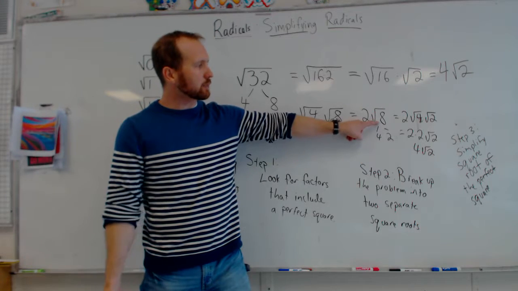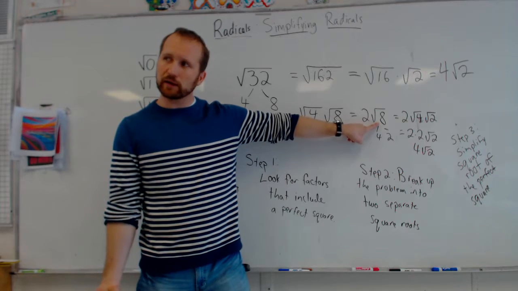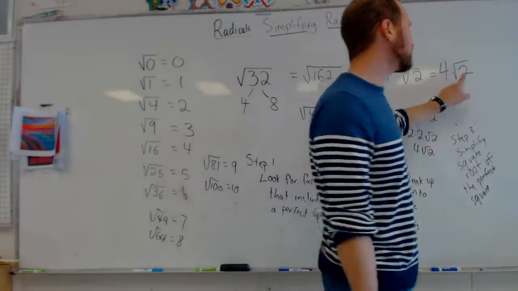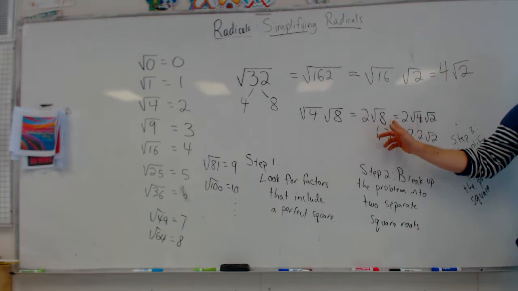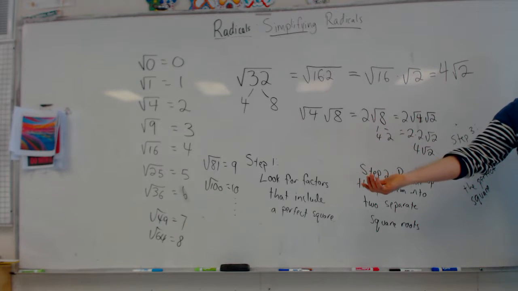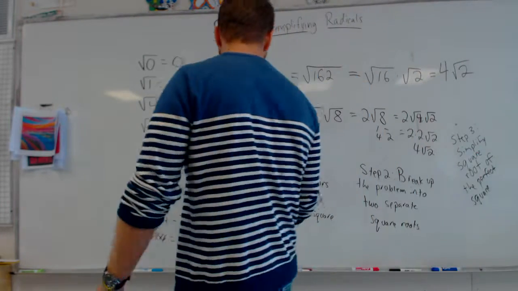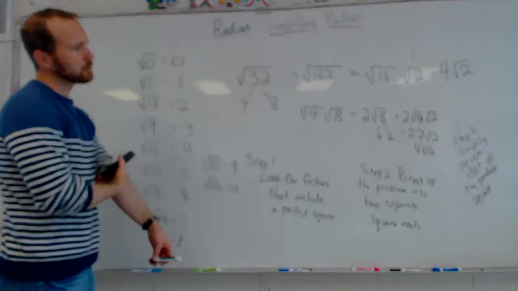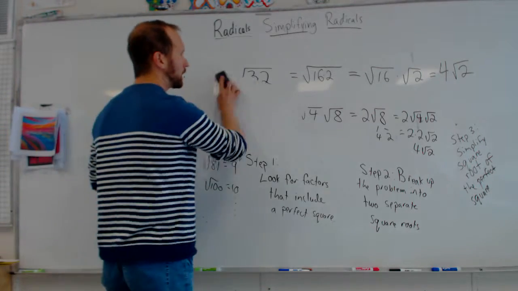If you notice that the number left over in your square root has a perfect square in it, so 2 is pretty simple, we know that doesn't have a perfect square in it, but 8 does, then I have to keep going. I'm trying to get out all the perfect squares that are possibly in that number. Every single one of them.